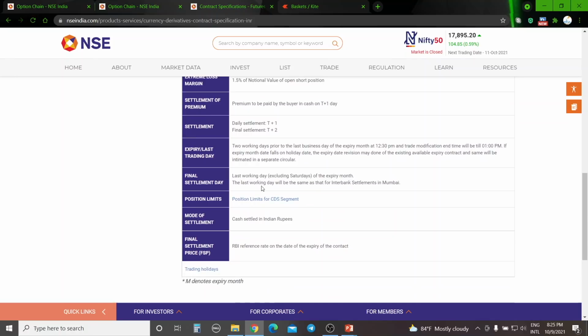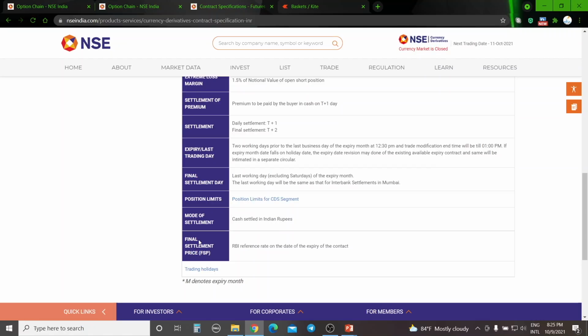So the final settlement day is the last working day of the month, excluding Saturdays, because the final settlement is T plus 2, so the expiry happens 2 days before. That is what the final settlement is, the last working day of the month. Mode of settlement, as you can see, is cash settled in Indian rupees. So we don't have any physical delivery involved here, so no need to worry about this.